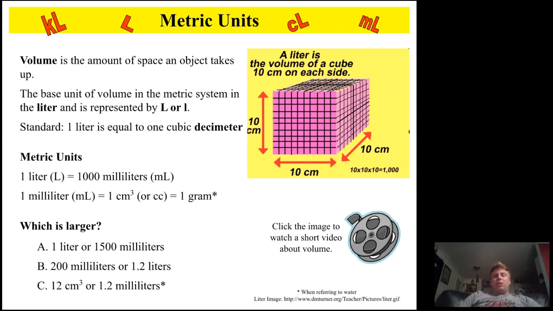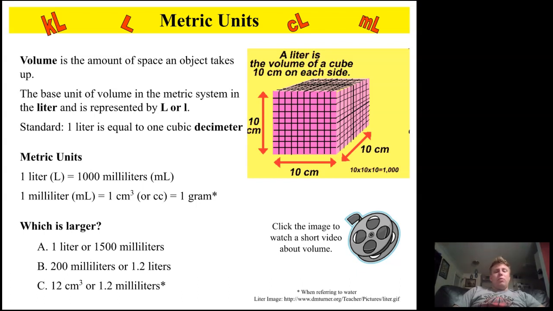Volume is the amount of space an object takes up. The base unit of volume in the metric system is the liter and is represented by a capital L, or it can be a lowercase l as well. Metric units include the liter, which is equal to 1,000 milliliters, and 1 milliliter is also equal to 1 cubic centimeter, or 1 gram.